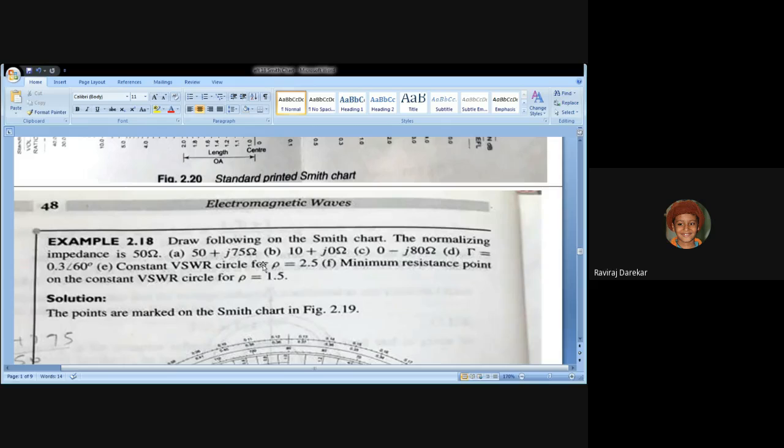Who will tell me whether this is an inductive reactance or a capacitive reactance? Let us have a connectivity check. A transmission line has its impedance provided as 50 plus J75 ohm. Can anybody from the class answer whether it has inductive reactance or capacitive reactance? Just try to answer so that we can continue in a fast manner. You can also post in the chat box. Anybody? No one?